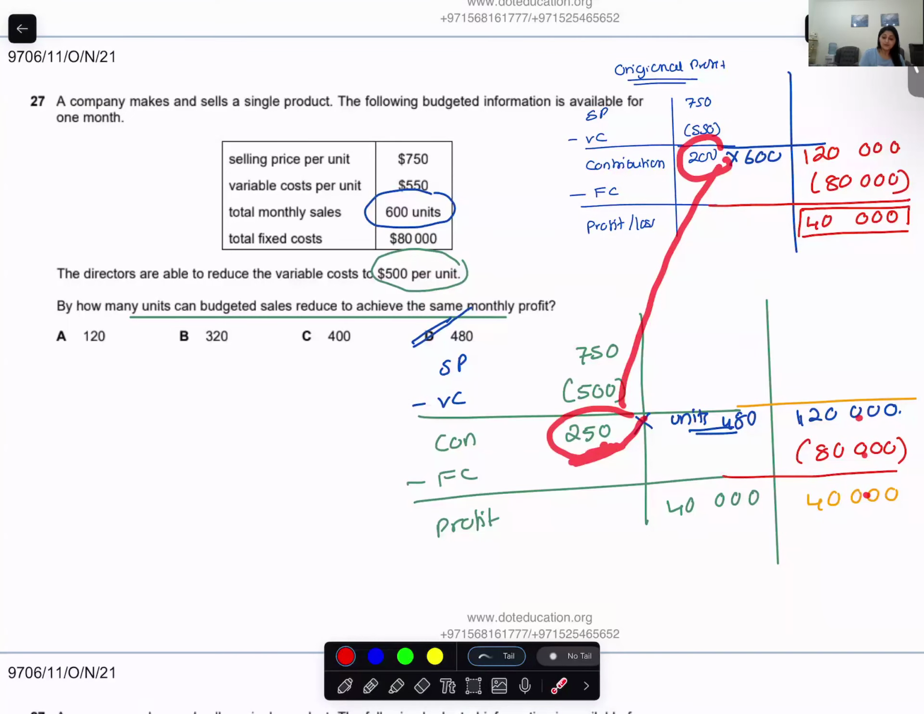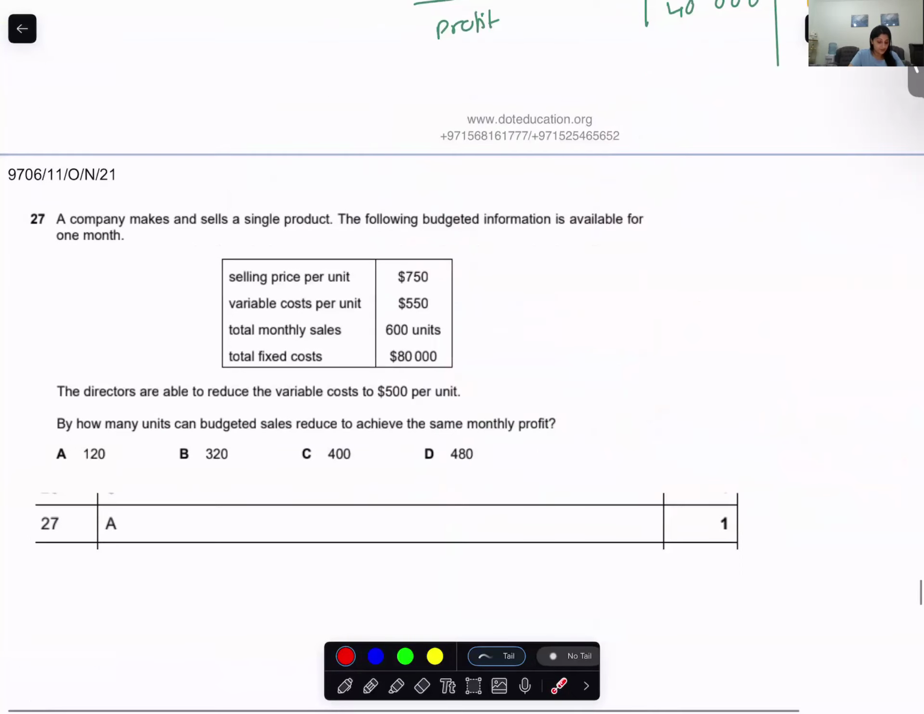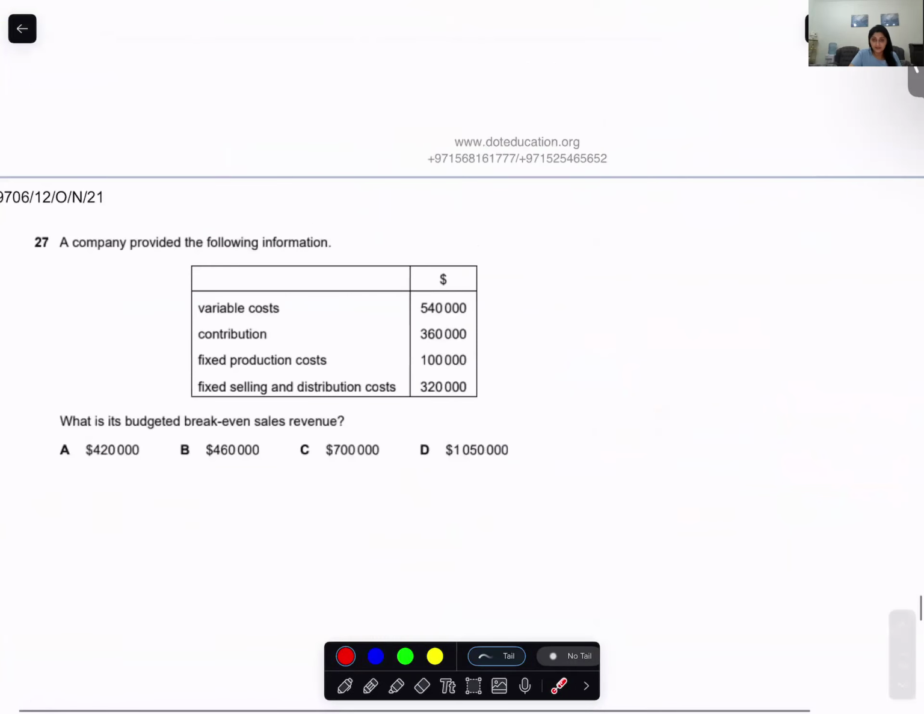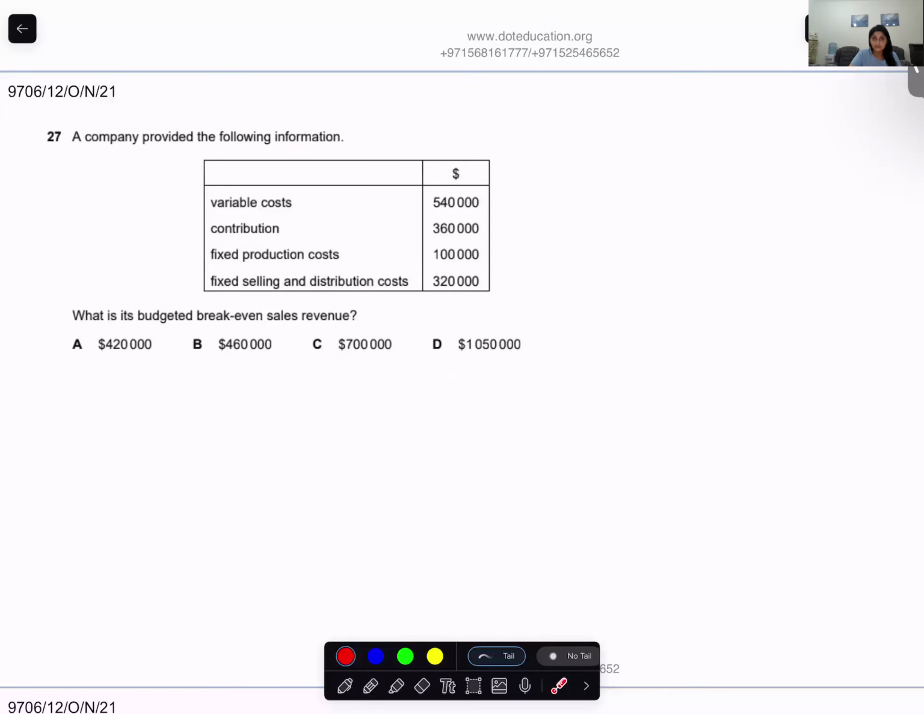So to get the same amount of contribution, first how many units did I need to sell? First, you needed 600 units. And now you need 480 only. Are you with me? Yes, miss. Please go to the next question and try it. Okay, miss.